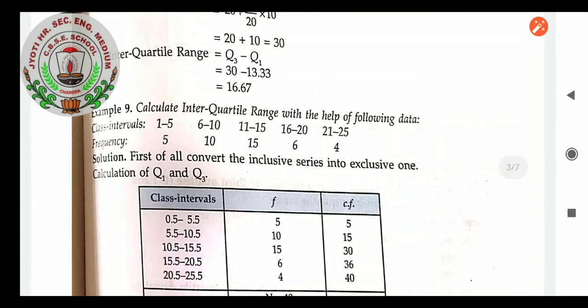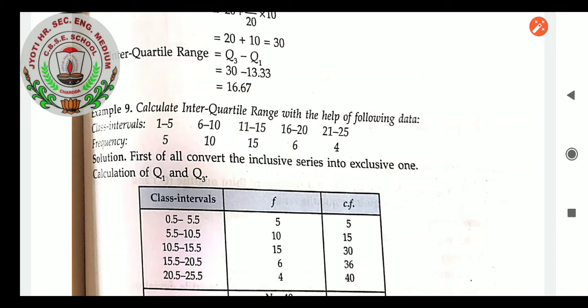Next, one more question. Calculate the interquartile range with the help of the following data. Class intervals are given: 1 to 5, 6 to 10, 11 to 15, 16 to 20, 21 to 25. Frequencies are given: 5, 10, 15, 6 and 4. First of all, convert the inclusive series into an exclusive one. Calculation of Q1 and Q3 will be done. You can see the class intervals, F and CF.